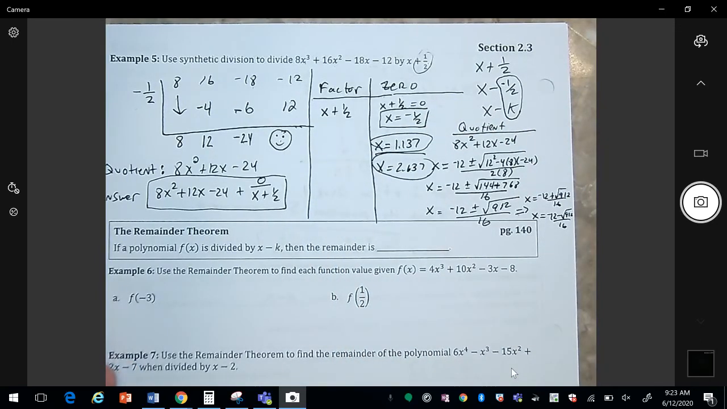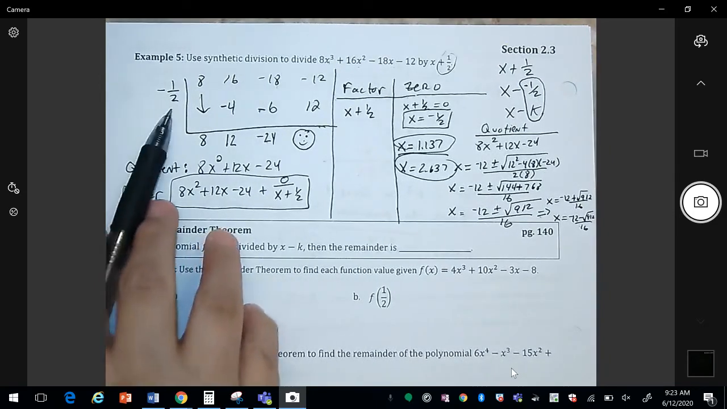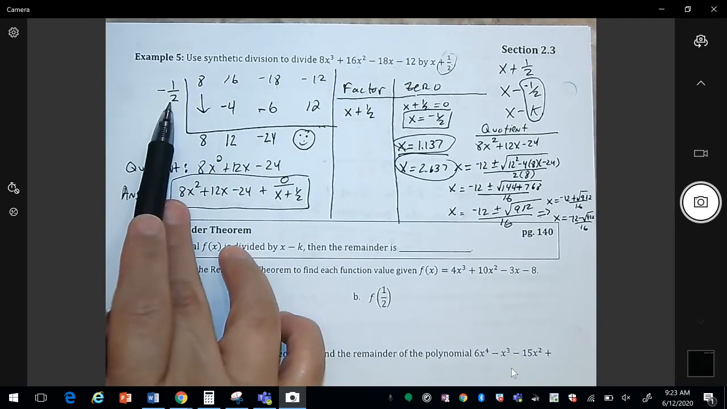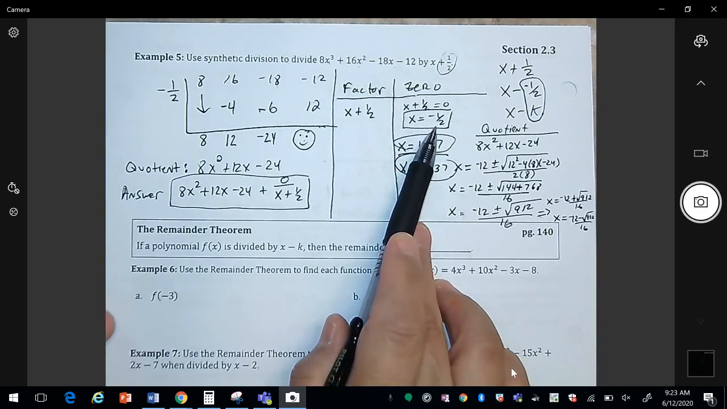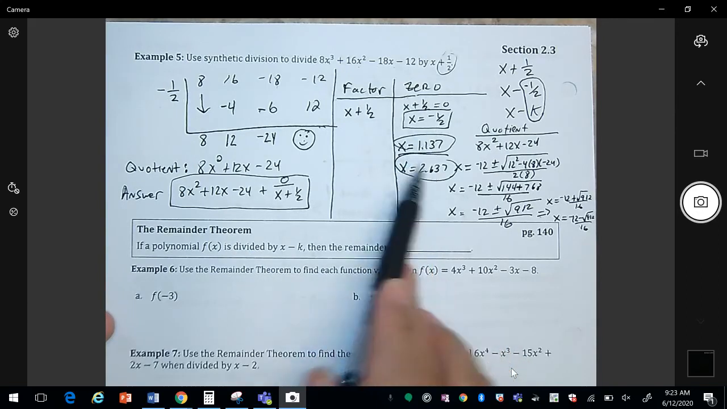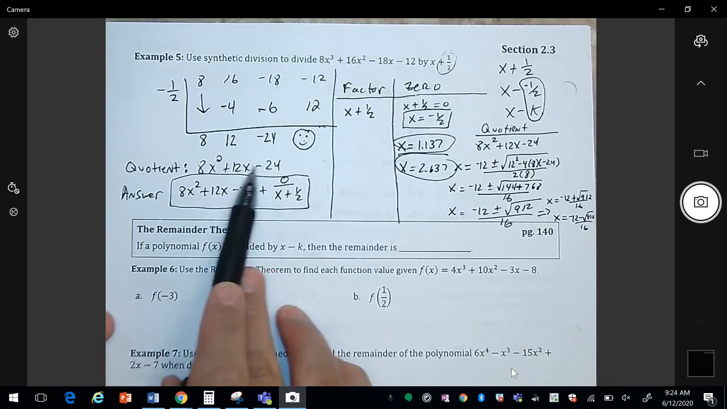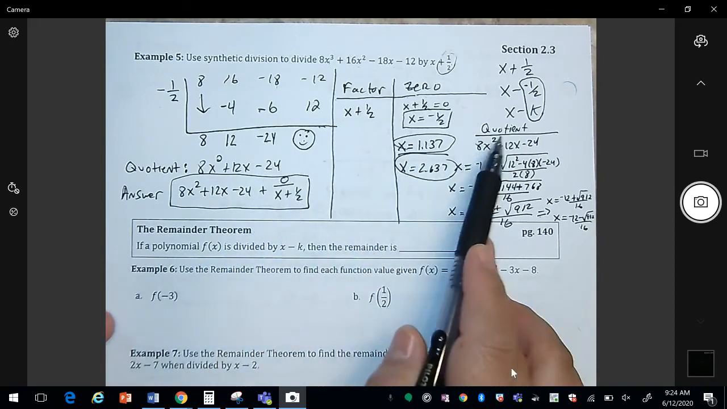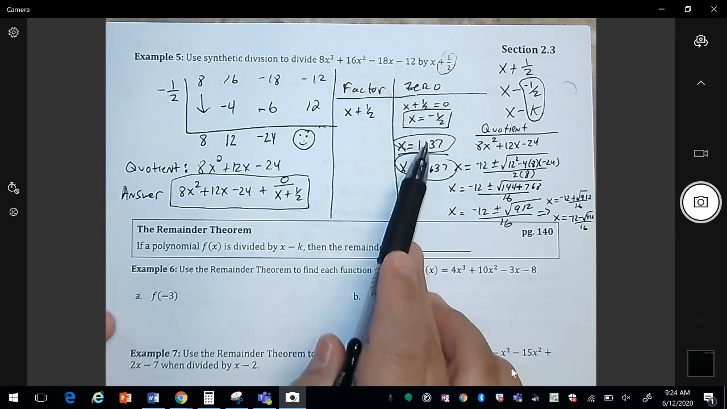So the main point of this is that if you use synthetic division, you get a 0. That tells you that this number here is going to be a 0. To find the other zeros, we use the quotient. Since the quotient is quadratic, you can try to factor or you can use a quadratic formula to find the other two zeros.